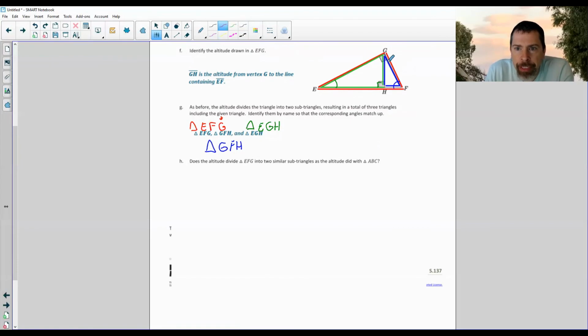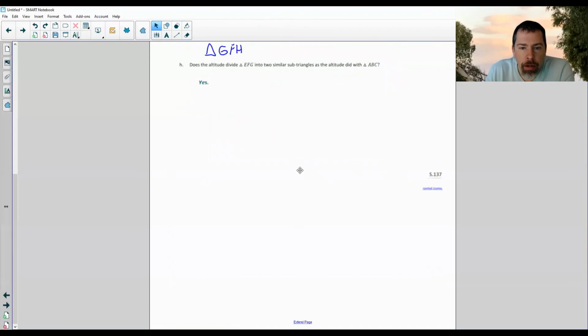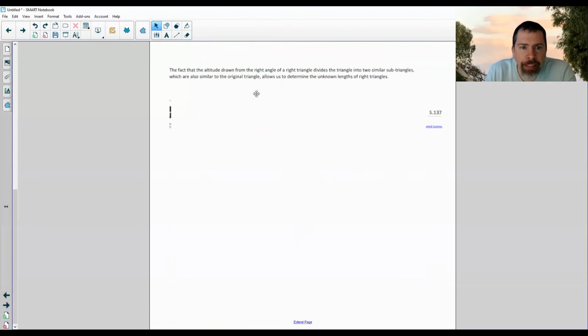And if I compare the big one to either of them, the big one shares E with the green one, and it shares F with the blue one, and they all have 90-degree angles. So all of these triangles are similar. The fact that an altitude drawn from the right angle of a right triangle divides a triangle into similar subtriangles, which are also similar to other triangles, allows us to determine unknown lengths of right triangles.